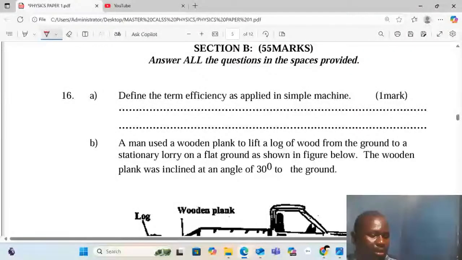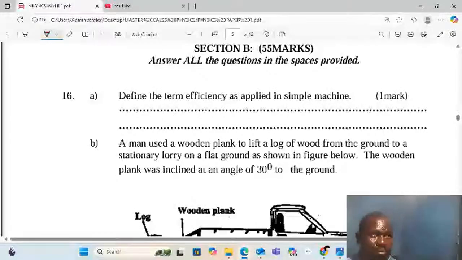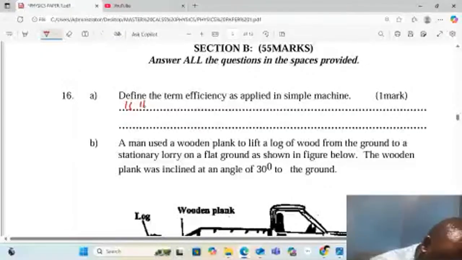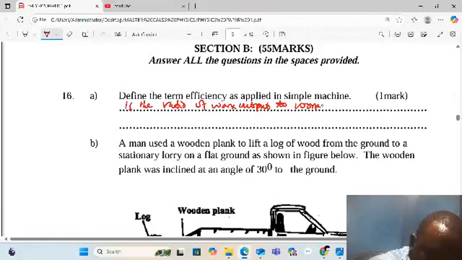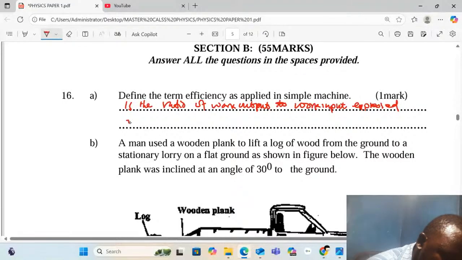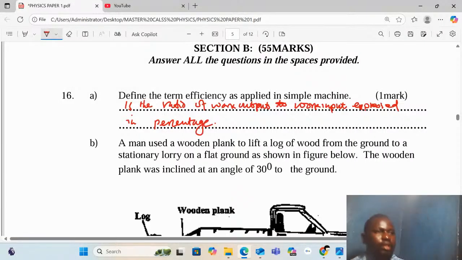Some may read, define the term efficiency as applied. This one is very simple. It is the ratio of work output to work input, and you need to express it in terms of percentage.